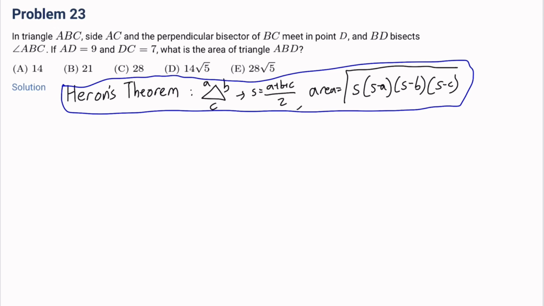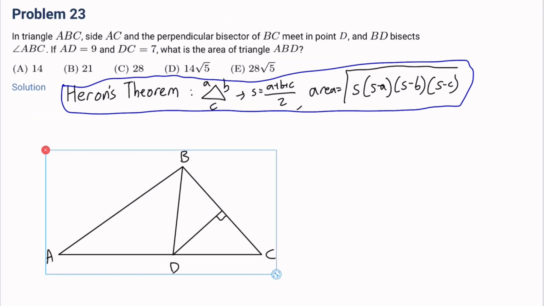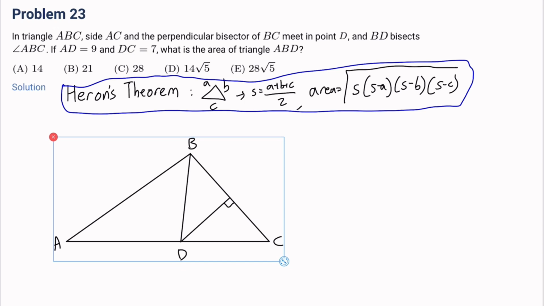And so next let's draw out what this problem is saying and make a diagram. So this would be the diagram. As it says, AC and the perpendicular bisector of BC meet in point D, and BD bisects angle ABC, so these two angles are the same. And if AD is 9 and DC is 7, what is the area of triangle ABD?